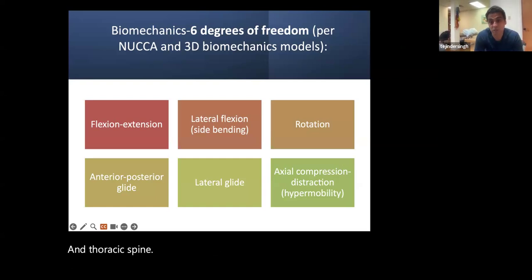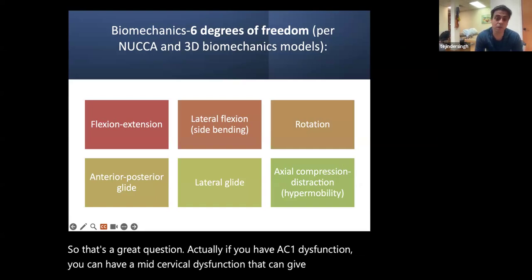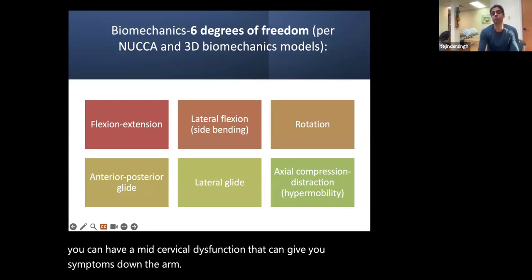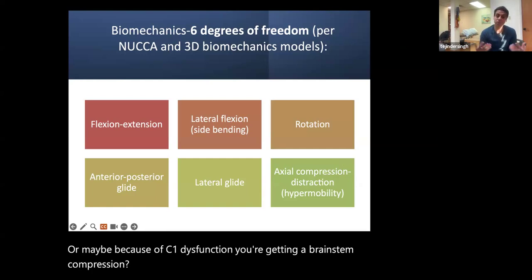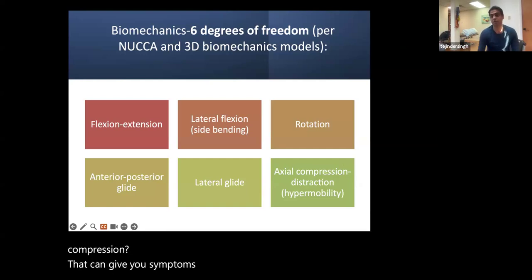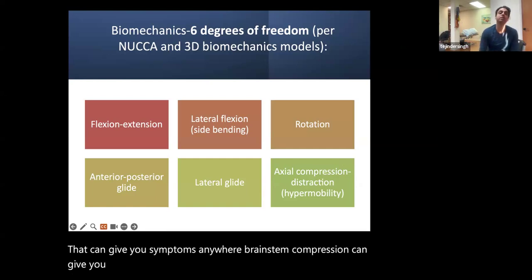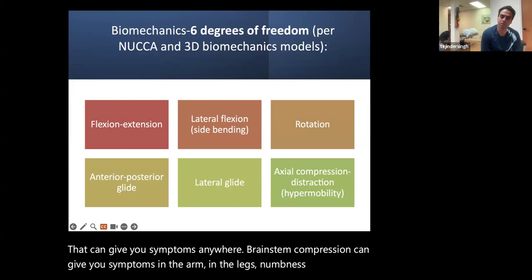So that's a great question, actually. If you have a C1 dysfunction, you can have a mid-cervical dysfunction that can give you symptoms down the arm. Or maybe because of C1 dysfunction, you're getting a brainstem compression. That can give you symptoms anywhere. Brainstem compression can give you symptoms in the arm, in the legs, numbness in the arms and legs, right?